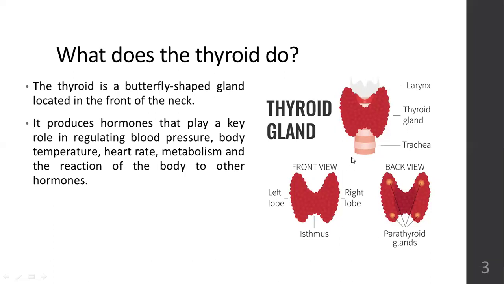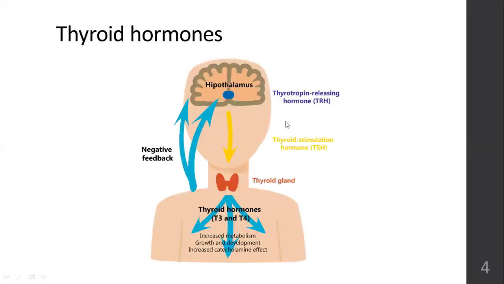So this is how a thyroid gland looks. This is the front view, the anterior view of the thyroid gland. If you look behind the thyroid gland, not inside, you will find four parathyroid glands positioned like this, on the four corners of the thyroid gland. This is the basic of thyroid glands. We will not go into detail on it.